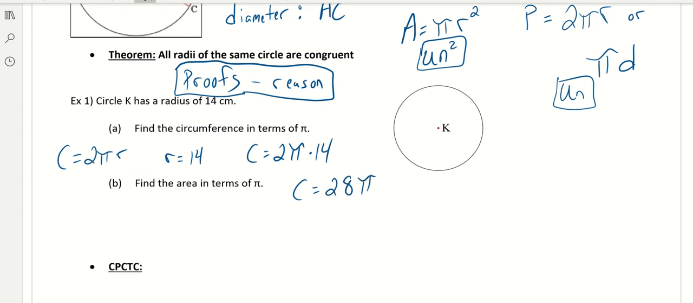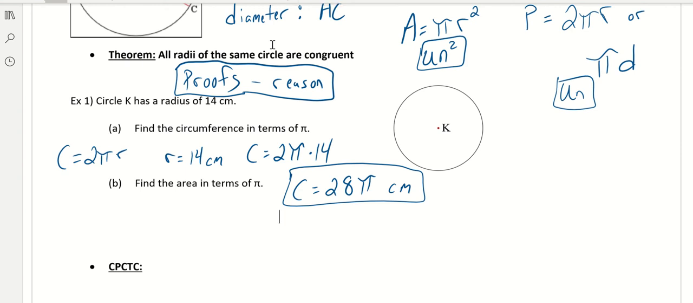Were we given inches here? We were, right? So this is centimeters for the radius, and this has got to be centimeters for the circumference. So there is the circumference of that circle. Try to find the area in terms of pi on your own. If the radius is 14, what is the area in terms of pi?